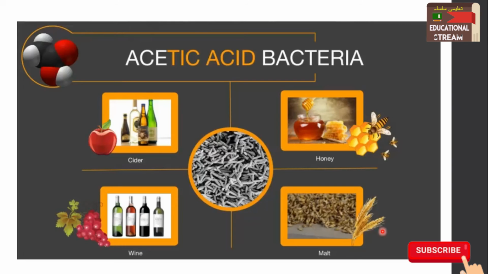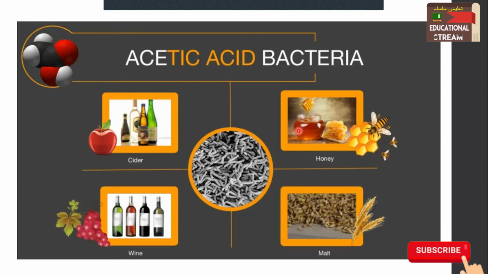Next are the acetic acid bacteria. You people are aware of all these things, like apple cider vinegar, and the bacteria responsible for this conversion are acetic acid bacteria. Then honeybees collect nectar from different plants, and their acetic acid bacteria convert that nectar into honey.